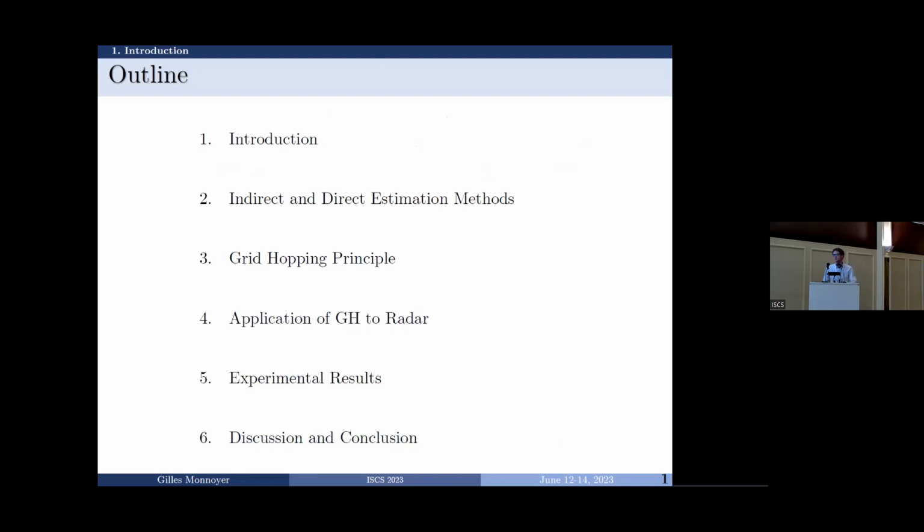I will start by introducing the context of multistatic radar target estimation, although it has already been done somehow by the great keynote we just had. Then I will put a little bit of useful math, hopefully not too much, on the so-called direct and indirect procedures for the estimation using such a system. Then I will present the grid hopping technique in a generalized context before applying it specifically to radar, because we'll see that there are a few challenges about that. And finally, I will show some experimental results that we performed last year to validate the algorithm.